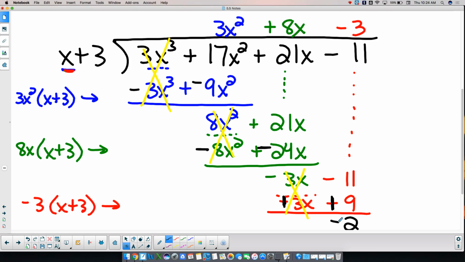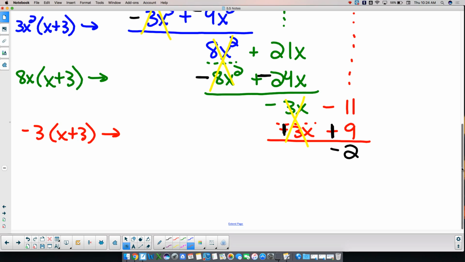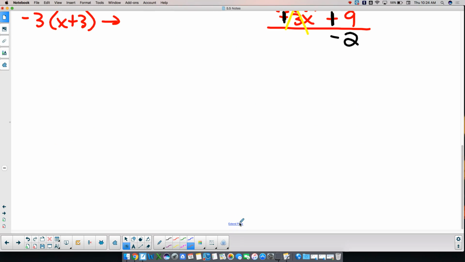Did you put remainders on there like that? Yes, and here's how we put remainders on there. Because normally we would say that this is 3x squared, what did we say then? Plus 8x? Yeah, minus 3.